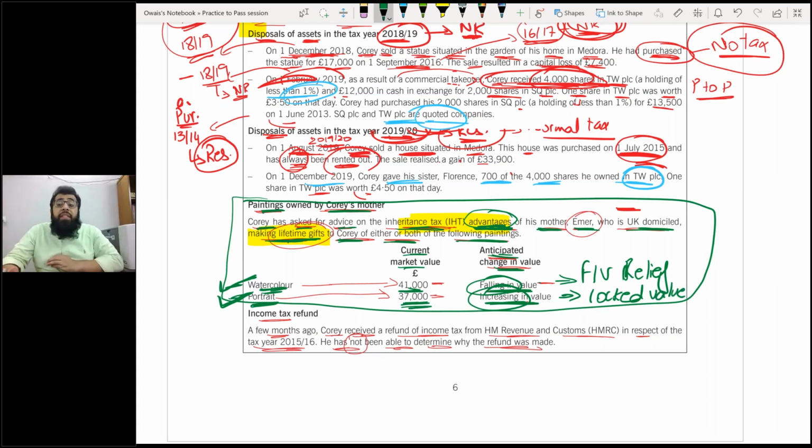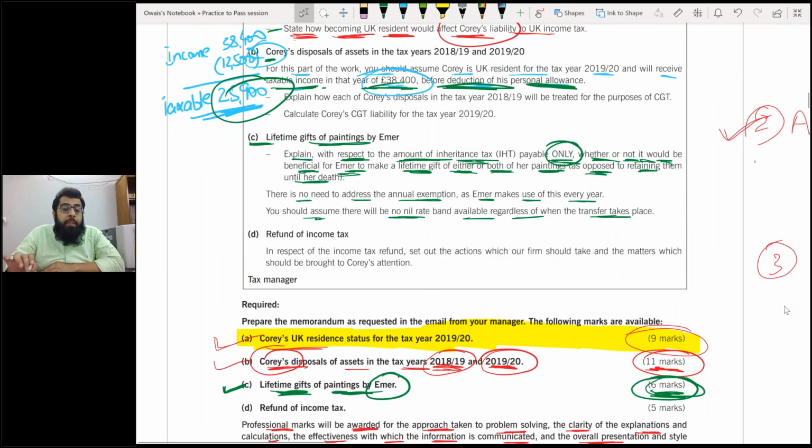Another benefit is that if 7 years have passed after making the gift, for example, this Emma lives for 7 years, then there will be no death tax. At the time of making a lifetime gift, there is no tax. And if Emma lives for 7 years, then there will be no death tax. Okay? Now, a very easy cash requirement, believe me.